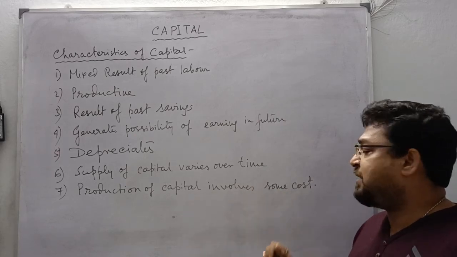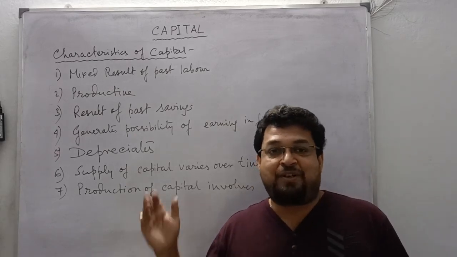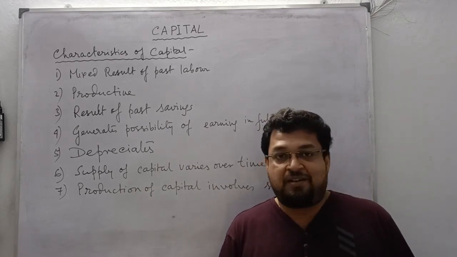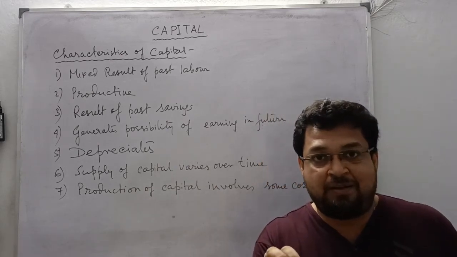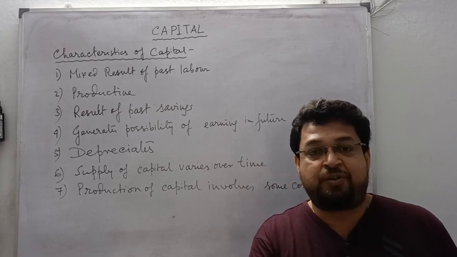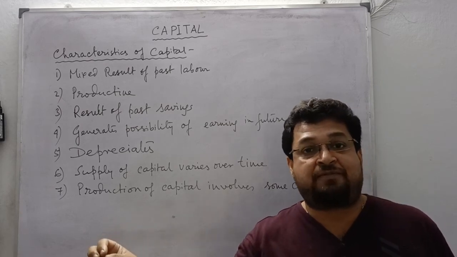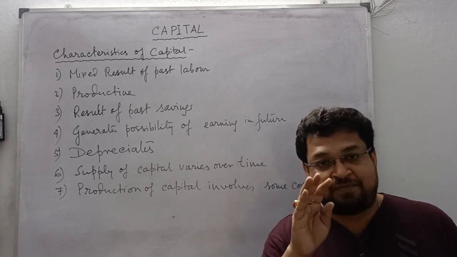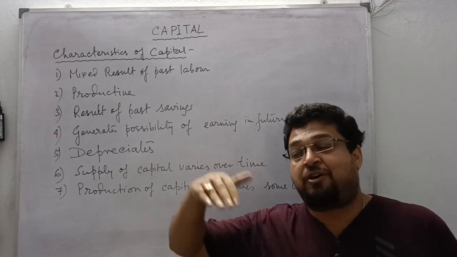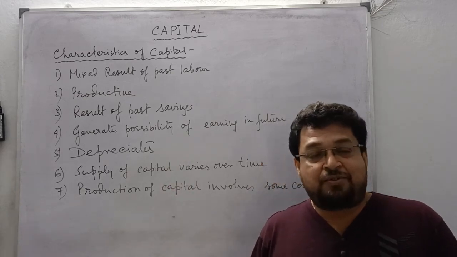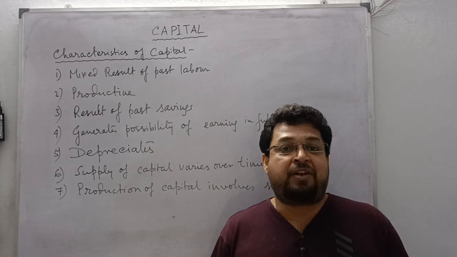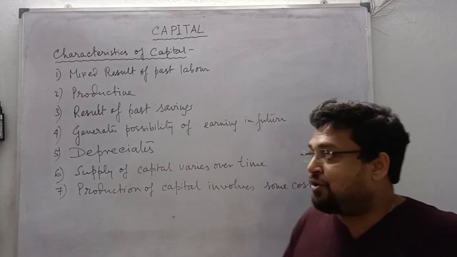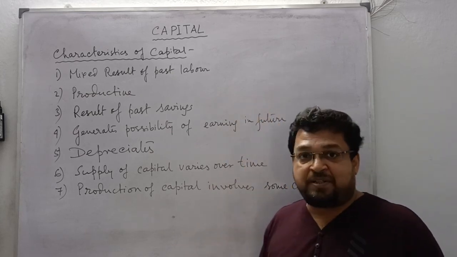And production of capital involves some cost. Whatever production of capital we are talking about, nothing is a free gift of nature. Capital is a produced means which is first produced and then used again for the production of further goods and services. So the production of the machine and its use for producing something else is not a free gift of nature. There is definitely some involvement of cost. So these are the characteristics of capital.